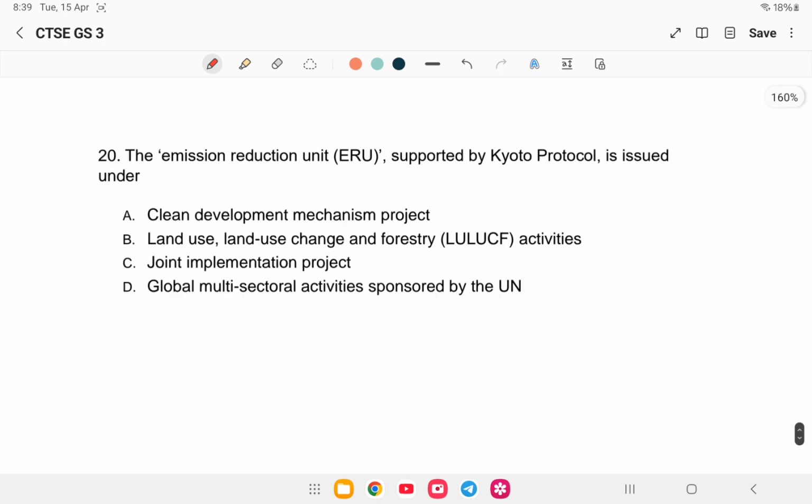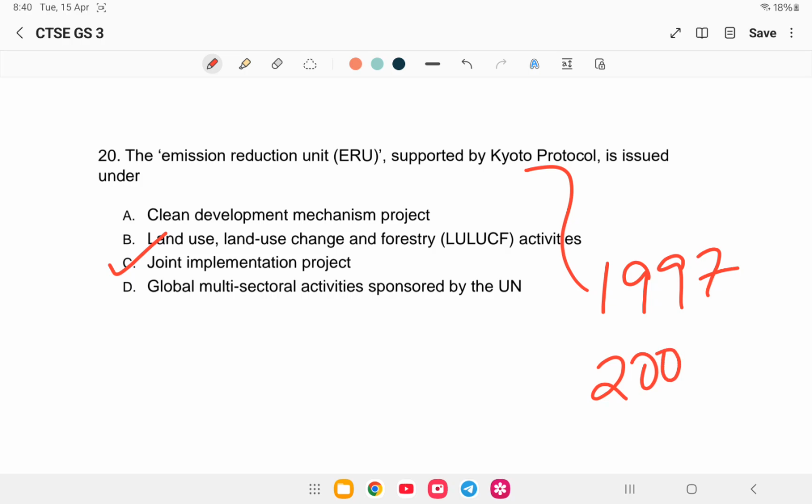Next question. The last question for today: the Emission Reduction Unit, ERU, supported by the Kyoto Protocol was issued under which? Is it a clean development mechanism project, LULUCF activities, joint implementation project, or global multi-sectoral activities sponsored by UN? So the answer is what? Option number C. The Kyoto Protocol was signed in 1997. However, it came into force in 2005, to control emissions, and the Kyoto Protocol was introduced for climate change.